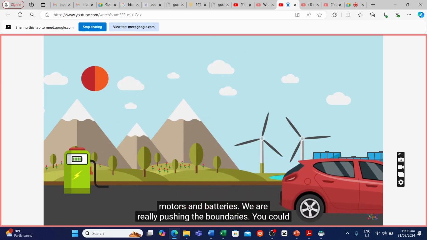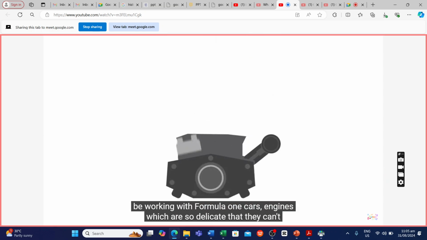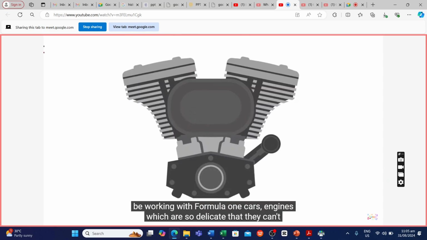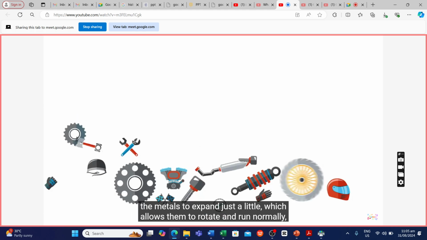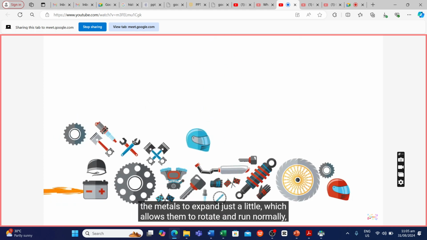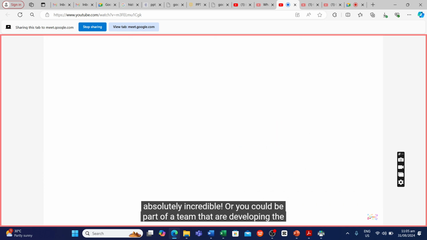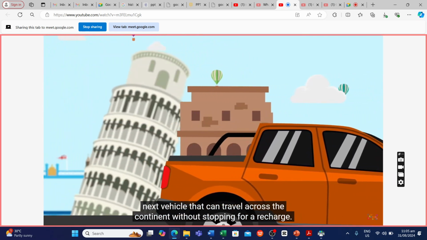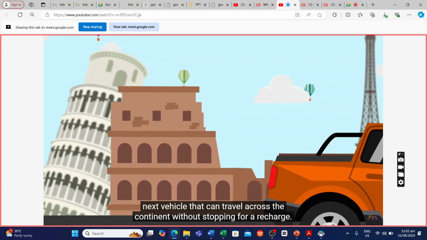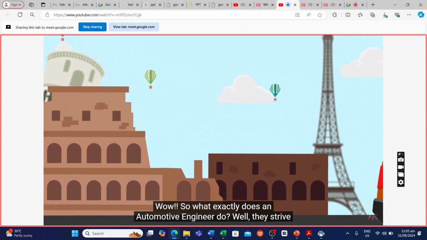We are really pushing the boundaries. You could be working with Formula One cars, engines which are so delicate that they can't run when cold. Warm oil and water is pumped through the components to allow the metals to expand just a little, which allows them to rotate and run normally. Absolutely incredible! Or you could be part of a team that are developing the next vehicle that can travel across the continent without stopping for a recharge.